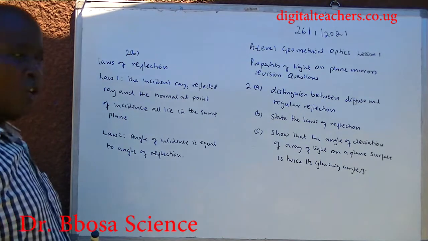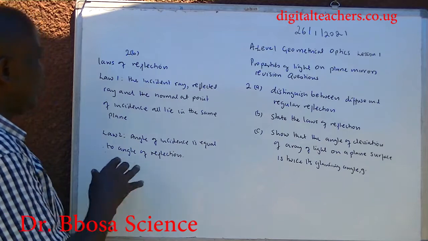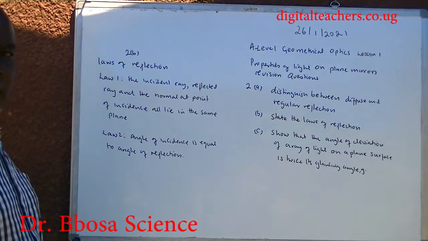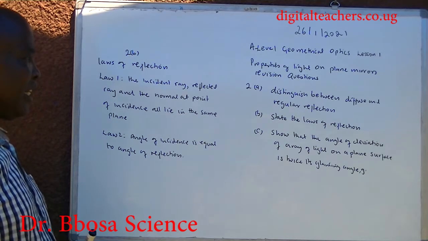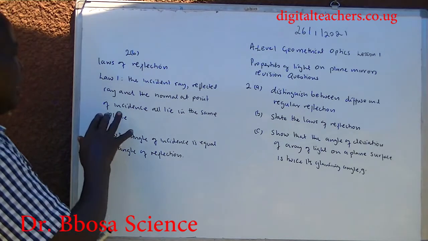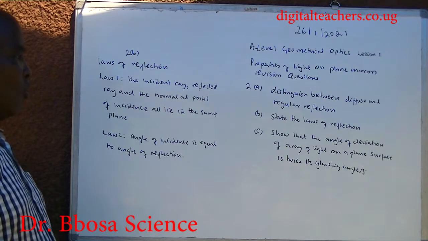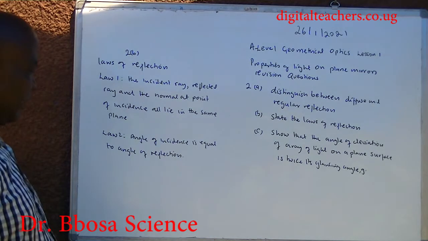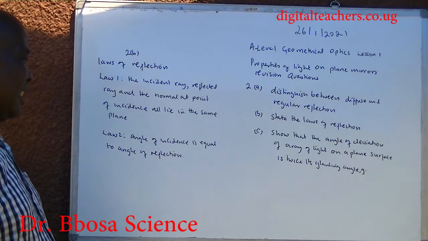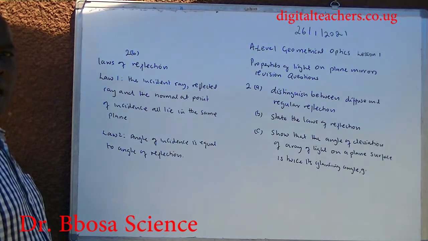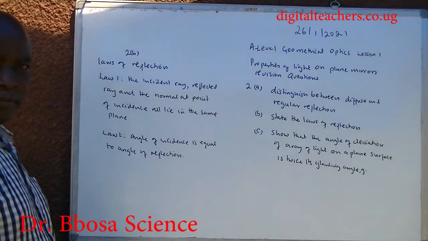2B. Laws of reflection. Law 1. The incident ray, reflected ray, and the normal at the point of incidence all lie in the same plane. Law 2. Angle of incidence is equal to angle of reflection.